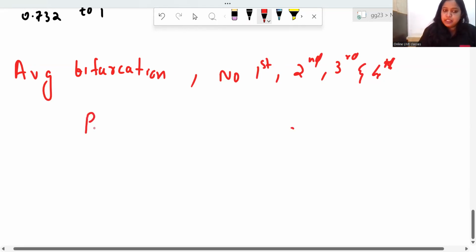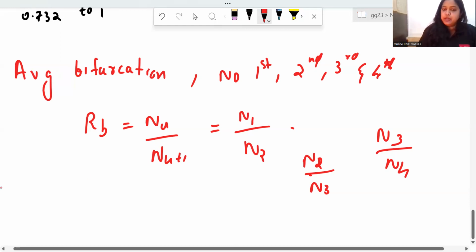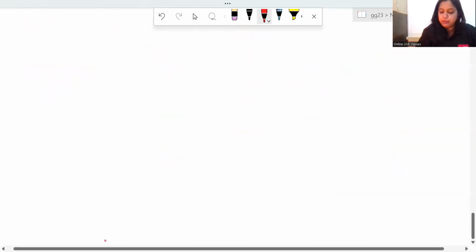So we know the bifurcation ratio equation is Nu by Nu plus 1, where Nu is the number of streams of a given order. So we calculate the bifurcation ratio between first order and second order. In the same way, calculate it between second order and third order, and the same way third order to fourth order. The average of all these values will be the answer for the average bifurcation ratio. Okay, so this was also an easy question from the geomorphology section.